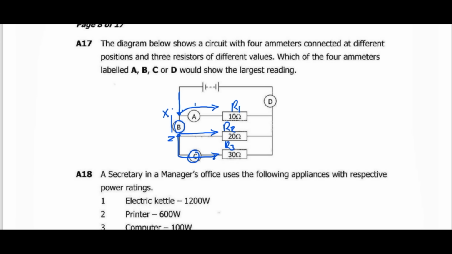But if we continue, the same current that moved, we are going to have this current, then also we are going to have this current. So these two currents will join to form one. So this current here is equal to this current at B. Then this current after passing through resistor 1 will join with D. So the current at D is the greatest because it involves the three currents here. So the answer is D here.